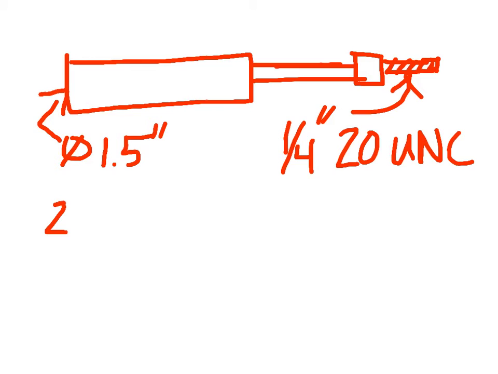28 simply asks you to find the circumference of the handle, and we know circumference is equal to pi times diameter.